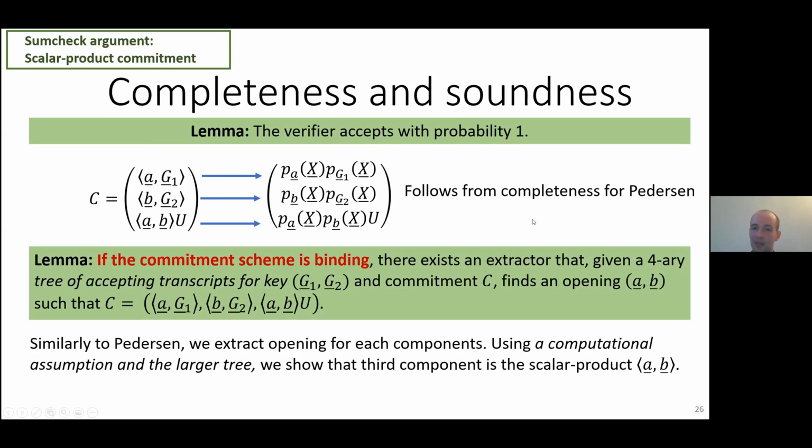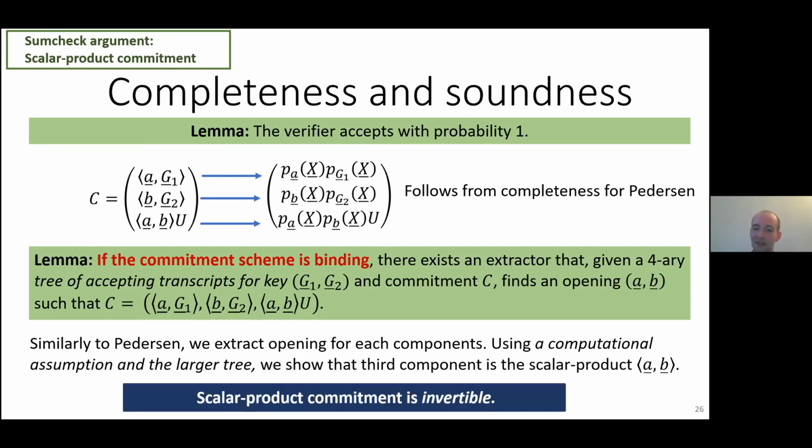So, it was pretty easy to go from Pedersen commitments to scalar product commitments. So let's not stop here. But before we do move on, I should say that the fact that we can go from this 4-ary tree of accepting transcripts to an opening for the scalar product commitment comes from this general invertibility property of the scalar product commitment scheme, which is something we can define and something we're going to see in the next little section of the talk.